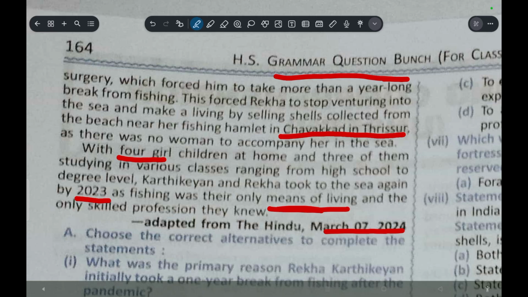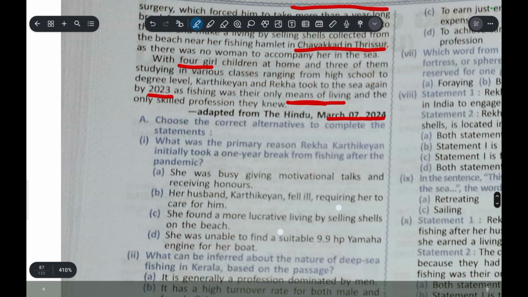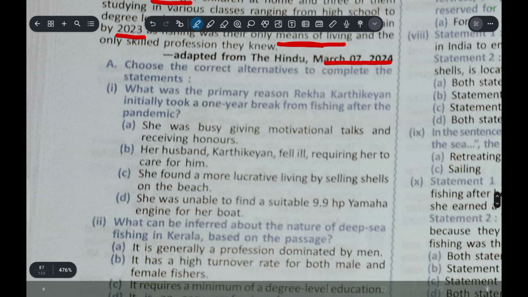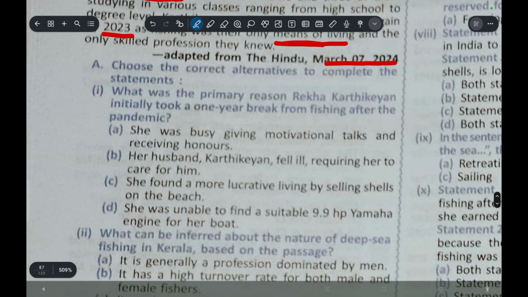So like this, you have to read the passage casually and just underline the main and important happenings, important names and important places, however it will. Then you have to jump on the questions. First the question is, what was the primary reason Rekha Karthikeyan initially took a 1 year break from fishing after the pandemic? The answer is: her husband Karthikeyan fell ill, requiring her to take care of him.